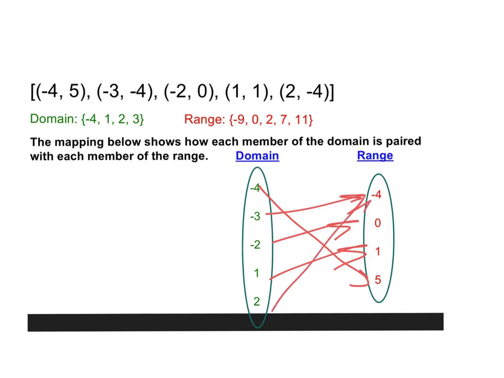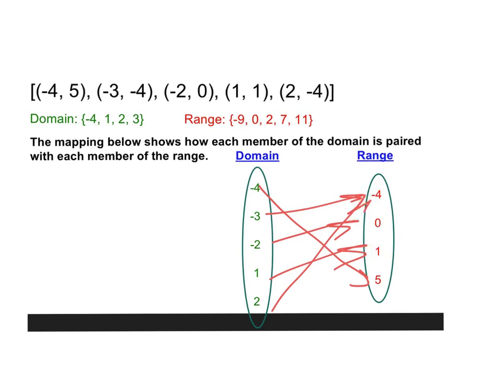Okay, there's my map again. What I want to figure out is this one-to-one, onto, both, or neither? Do all the ranges get used only once? Yes. Which one gets used more than once? -4. -4. So this can't be one-to-one.